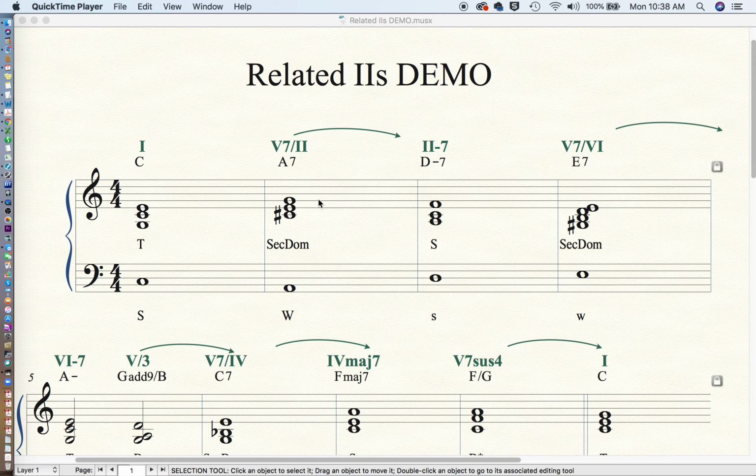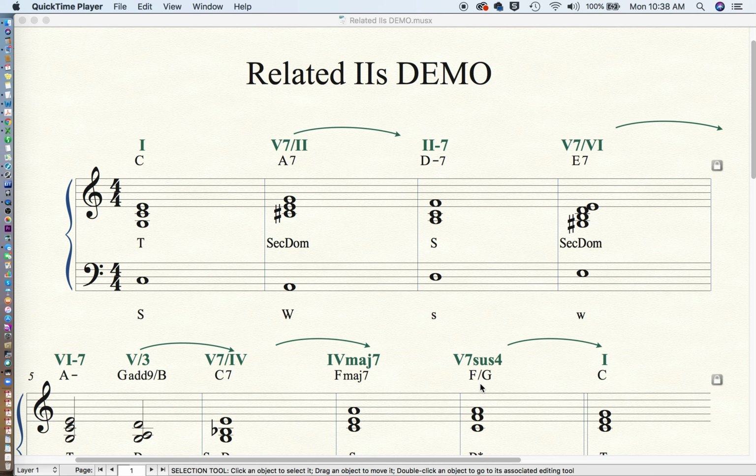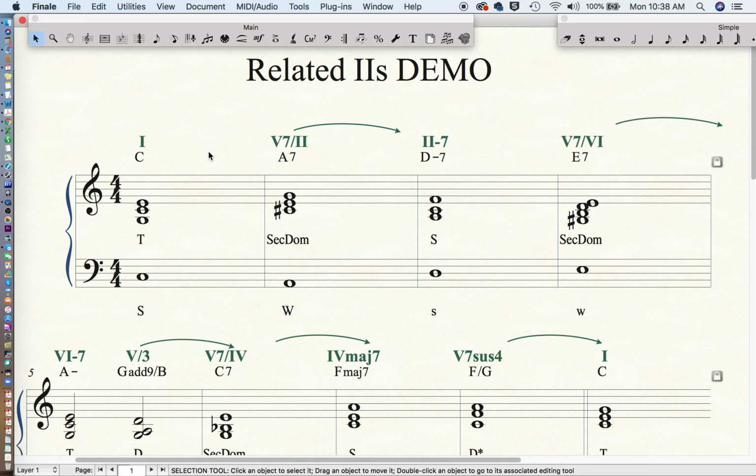Okay, so that has 5, 7, 2 going to 2, 5, 7, 6 going to 6, 5, 7, 4 going to 4, and it has a 5, 7 sus4 in it, so kind of an interesting progression.